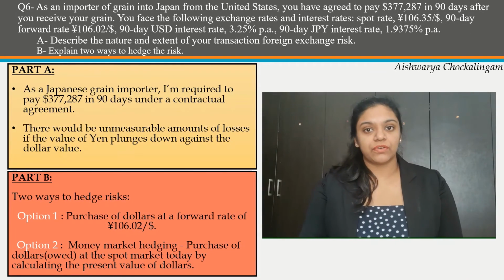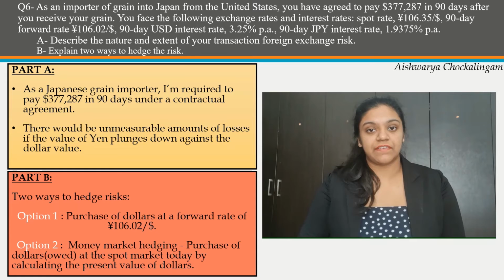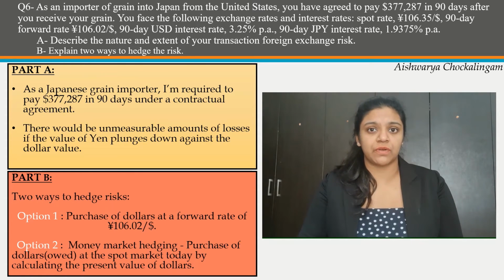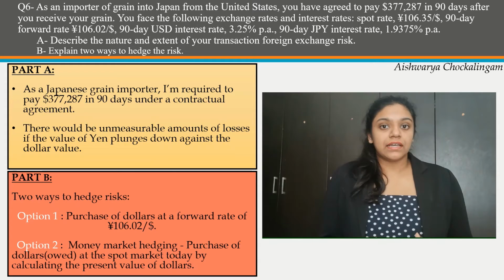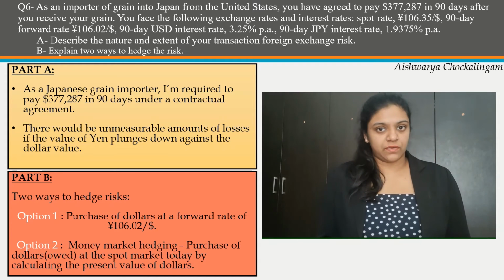So as a grain importer, I would have to pay $377,287 in 90 days, and this is according to a contractual agreement. And now, for example, let's say that the yen depreciates against the dollar, then I would have to pay more yen to purchase my import in dollars, and this would lead to a huge amount of losses that cannot be reversed.